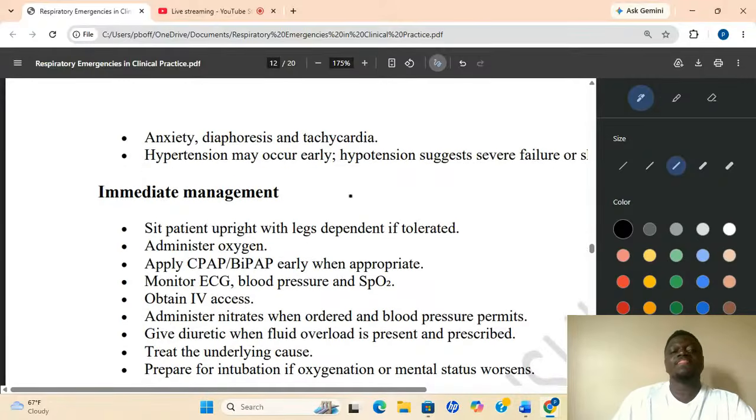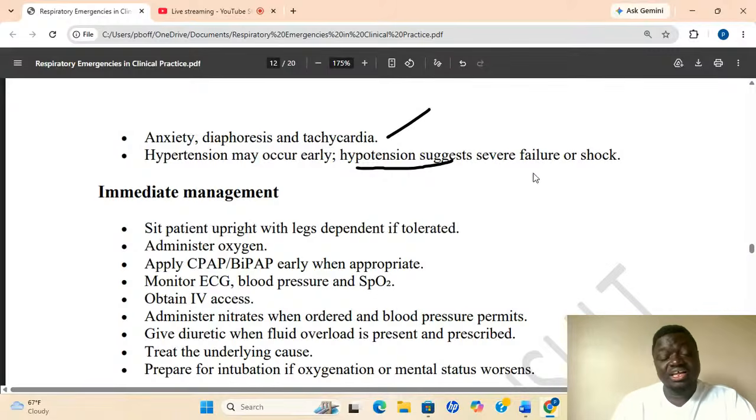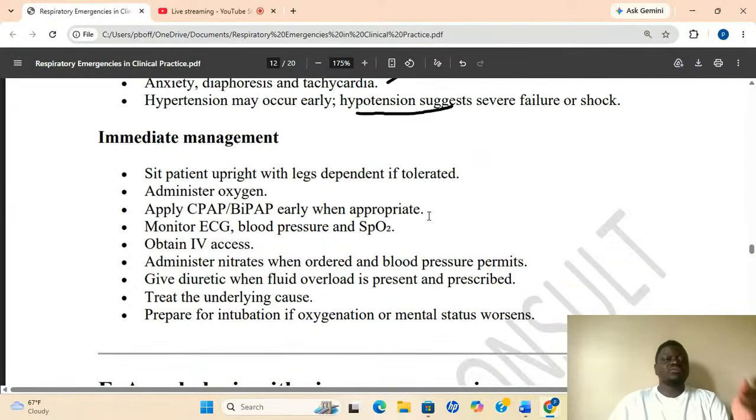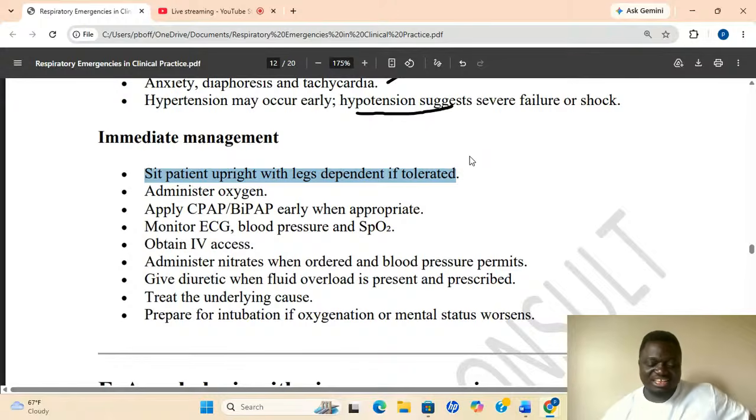Anxiety, diaphoresis, all these things are behavioral modifications. Then hypertension may occur later. If you see hypotension, it's a sign of what? Severe heart failure, or shock. So what do you have to do? Always sit the patient upright with legs dependent if tolerated. Legs hanging by the side of the bed, not touching the floor, not on the bed, like you're sitting down.